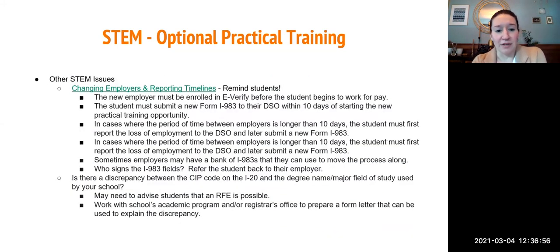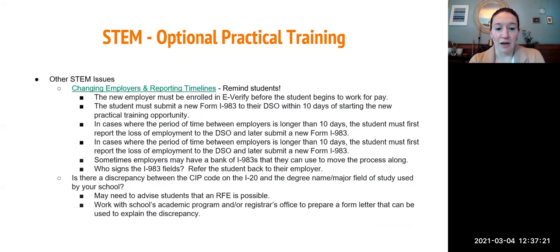If we could move on to the next slide. There are a couple of other issues with STEM, namely changing employers and what the reporting timelines are. We talked about that a few minutes ago, so I'll leave that as is. And then sometimes there is also a discrepancy between the SIP code on the I-20 document and the degree or major field of study used by the school.